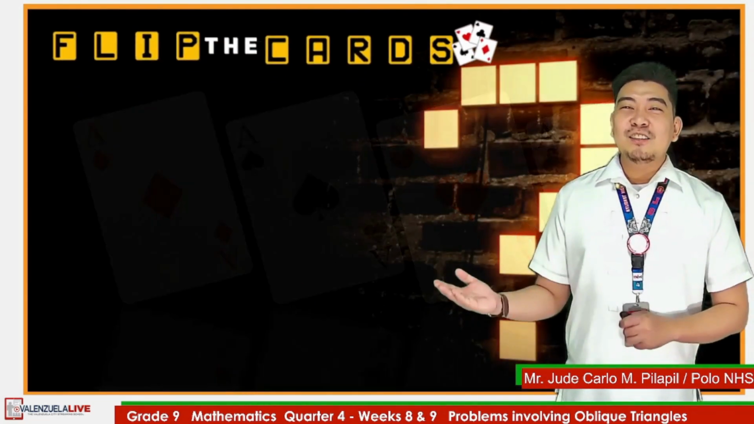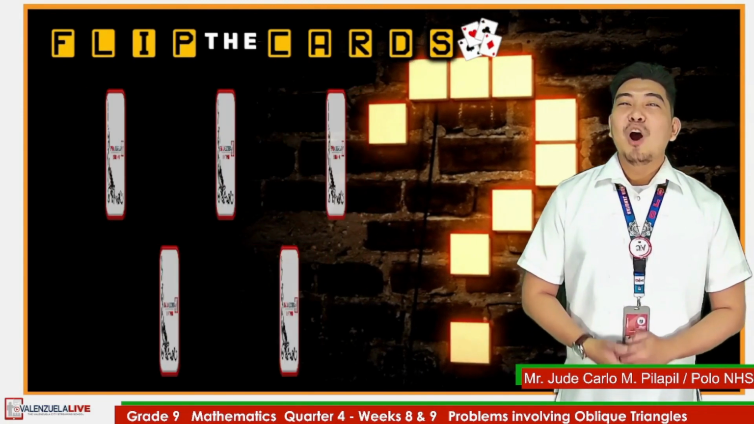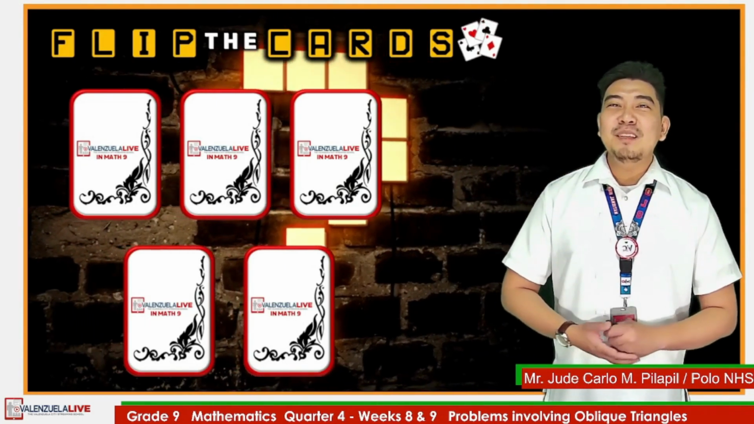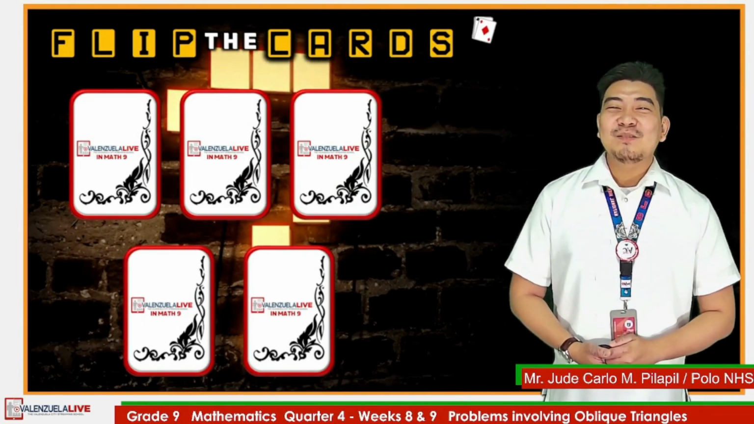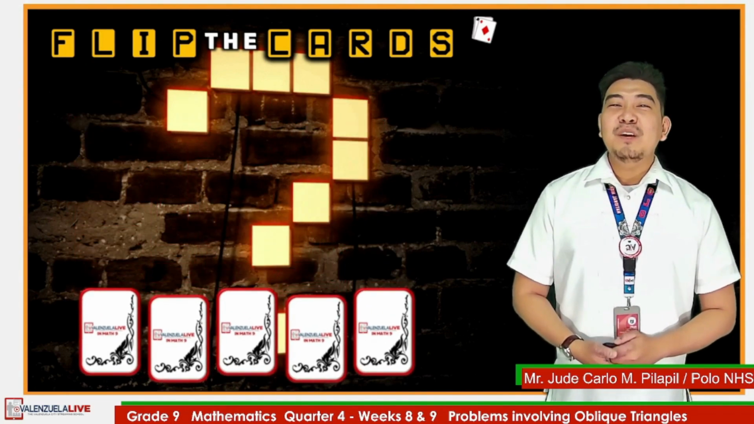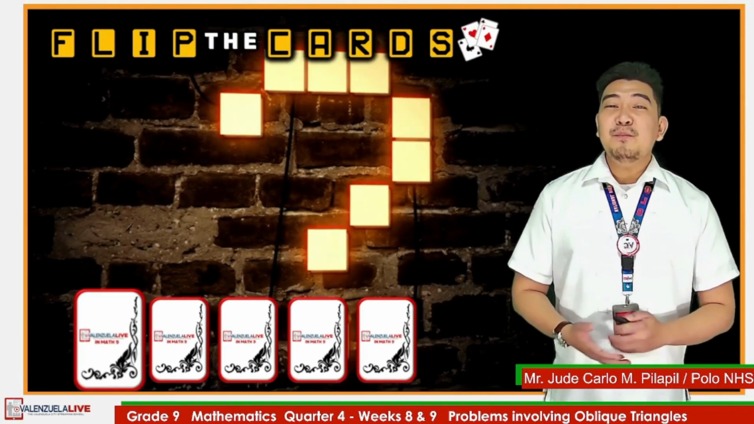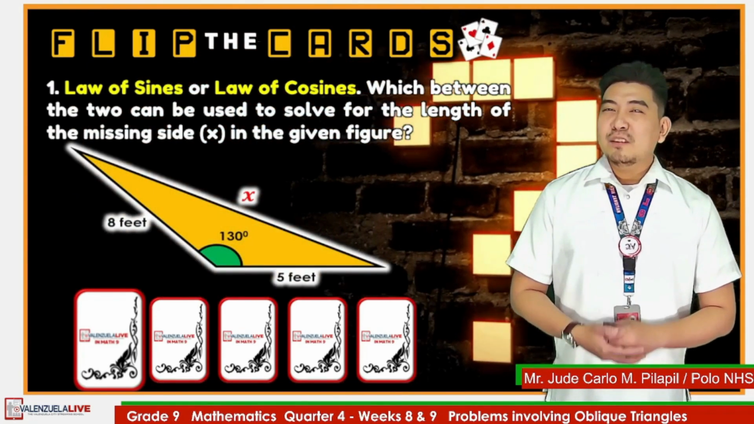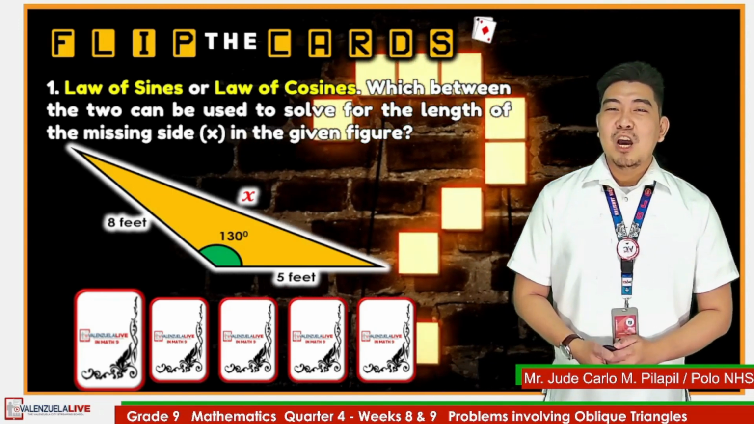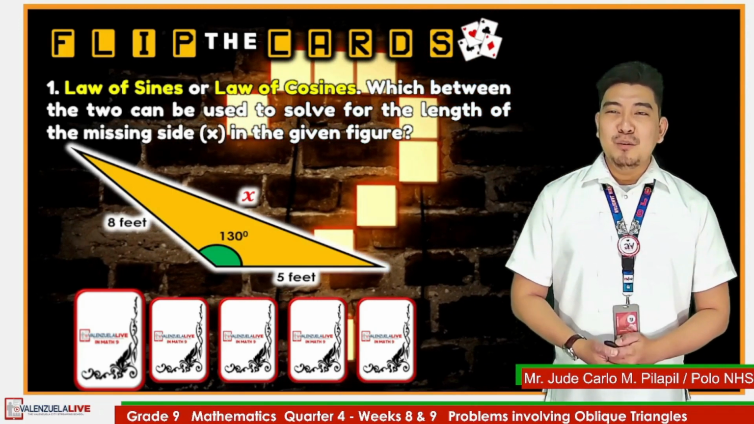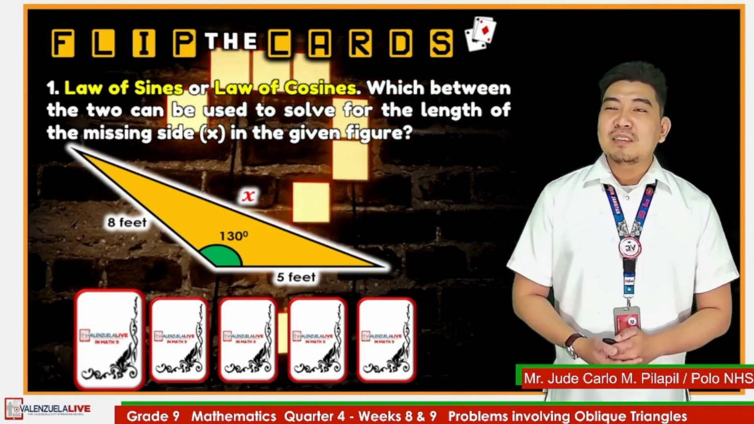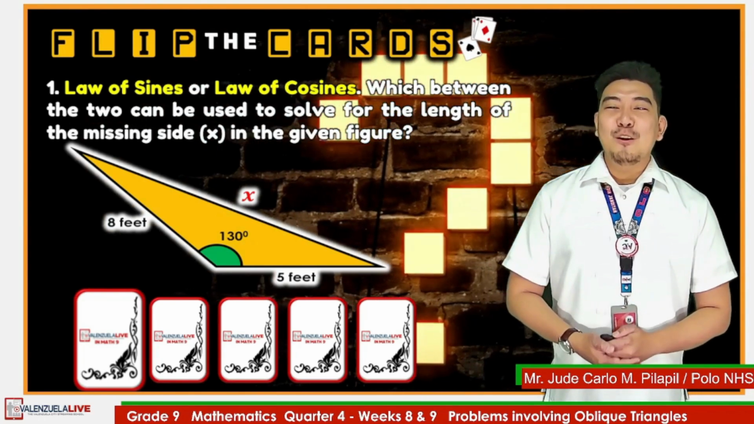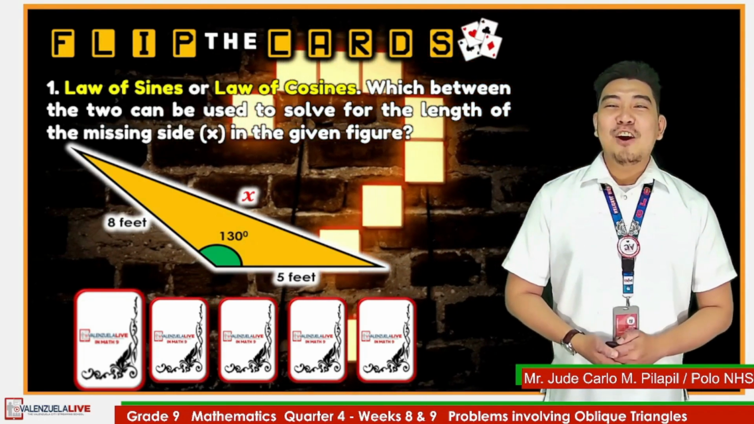Here are the cards that we need to flip. Who are the mathematicians that we are to see? Are you ready to meet them? That's great! Let us start with the first item and flip the first card. Item number 1. Law of sines or law of cosines. Which between the two can be used to solve for the length of the missing side x in the given figure? Look at the figure closely. Your timer starts now.